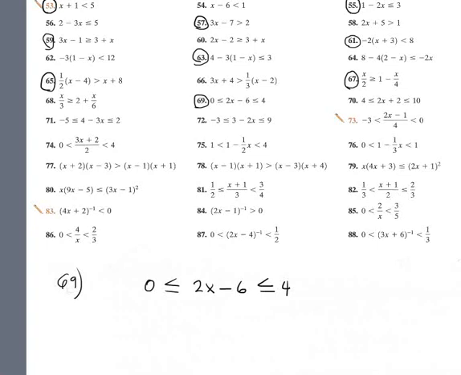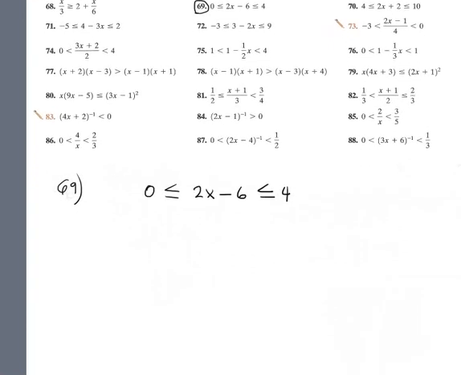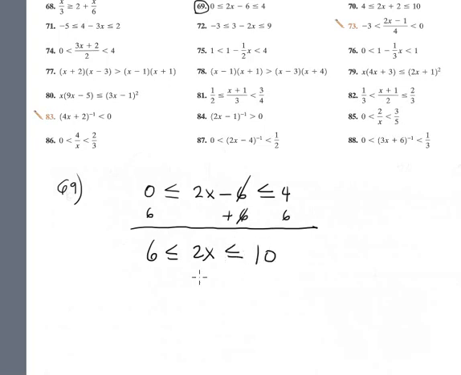Okay, 69 is a compound inequality. But this is easy, because the only thing you should do is add 6 here. 6 and 6. 6 plus 0 is 6. 2x, this cancels out this part, and it's a 10. Divided by 2. This is 3 less than or equal to x, and 5 here.